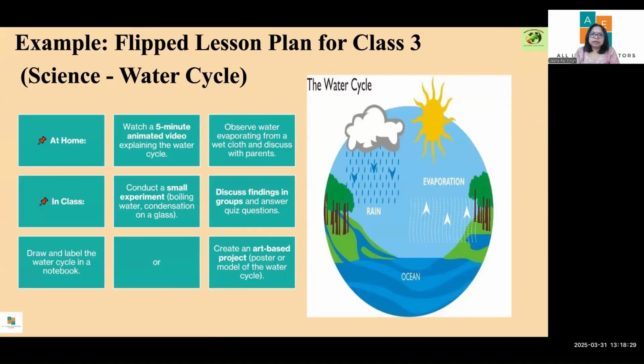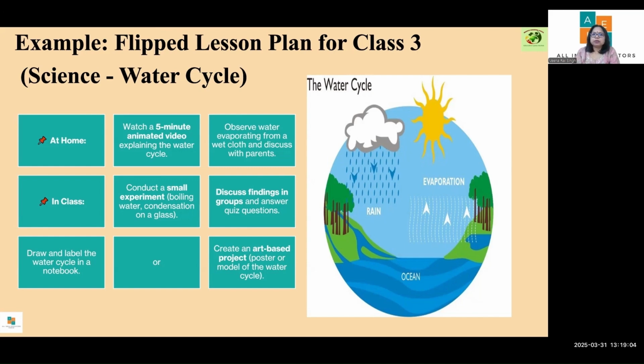So a simple example has been given here of how to plan a flipped lesson plan. The topic is the water cycle. At home, a 5-minute video sent by the teacher facilitator can be seen. Then there is involvement of the parent: the child is going to observe evaporation from wet clothes and discuss it with the parents.